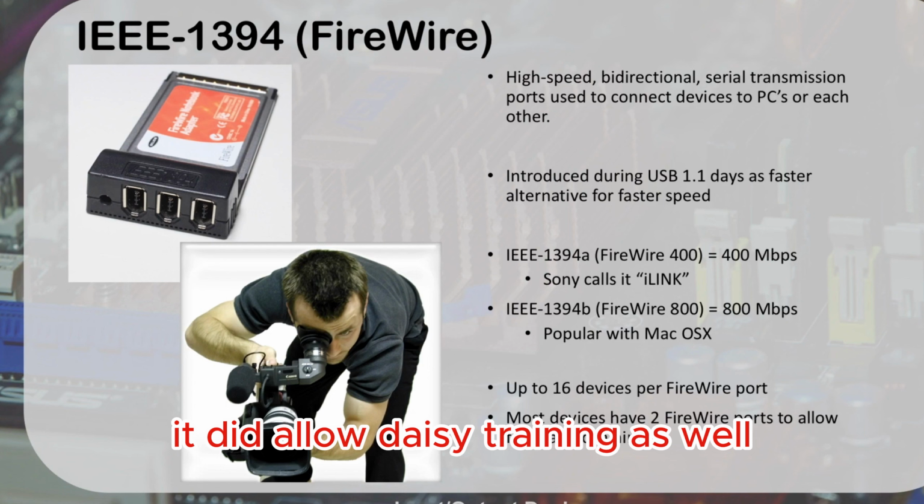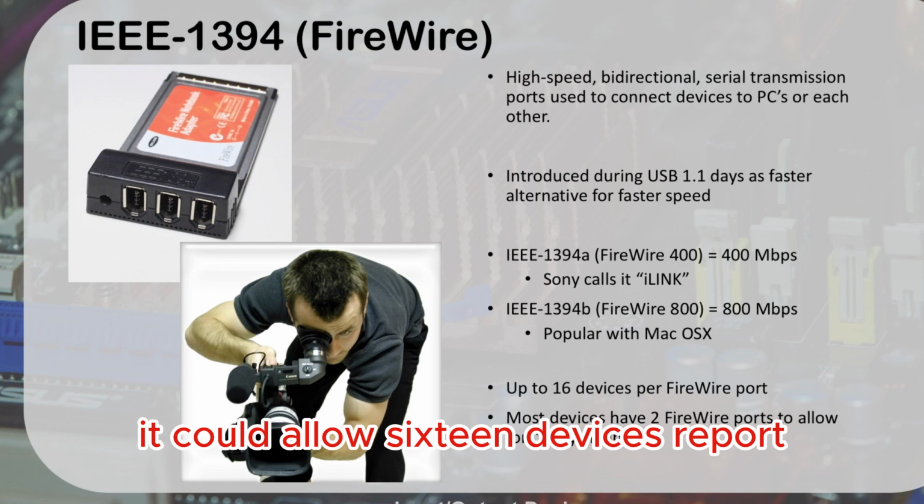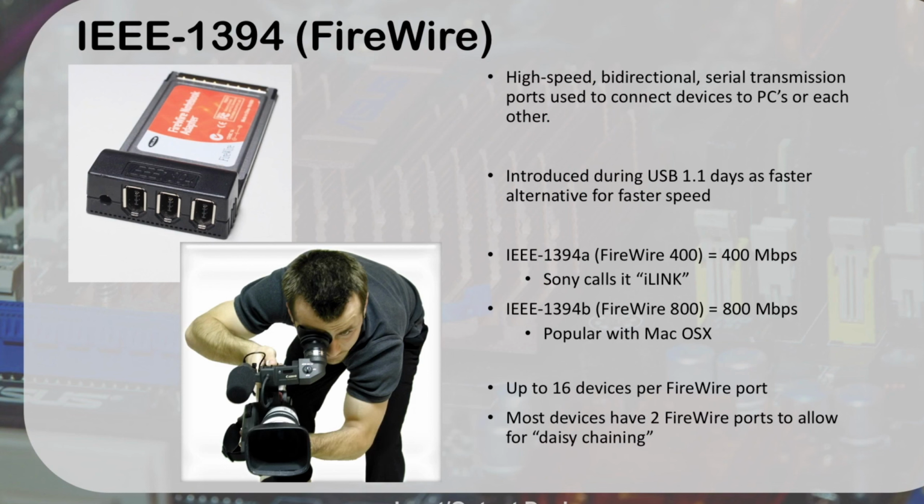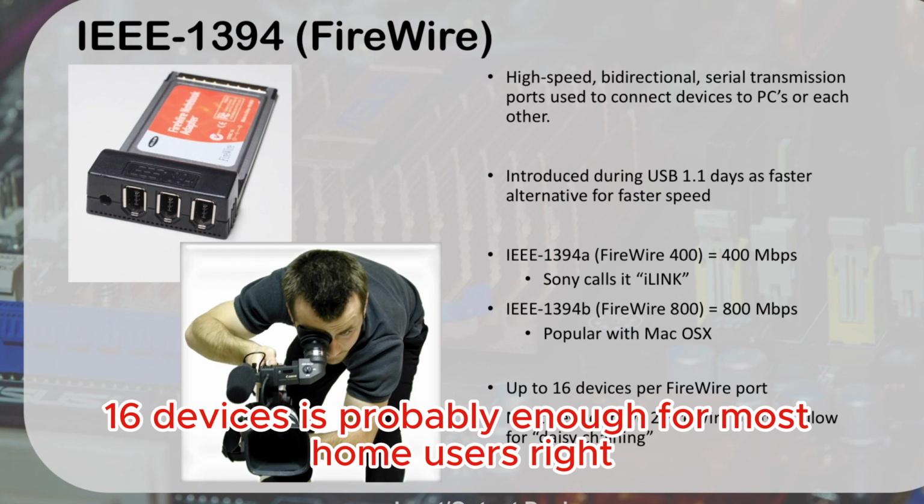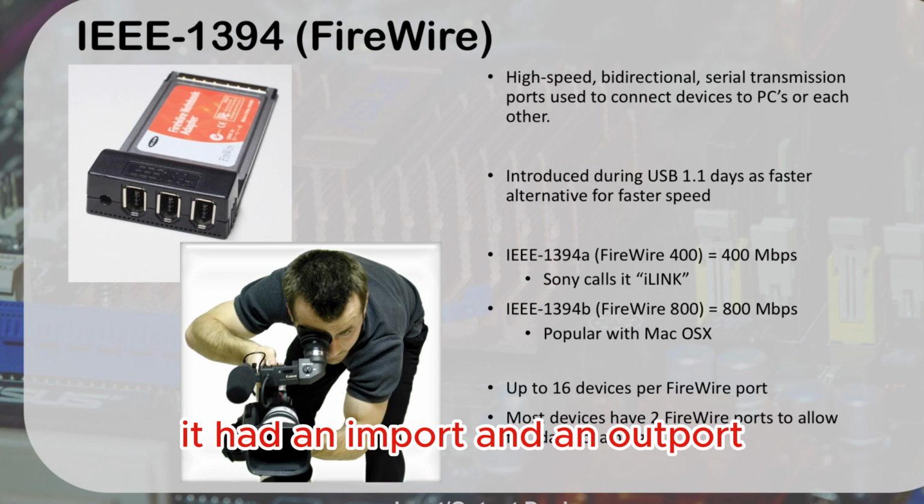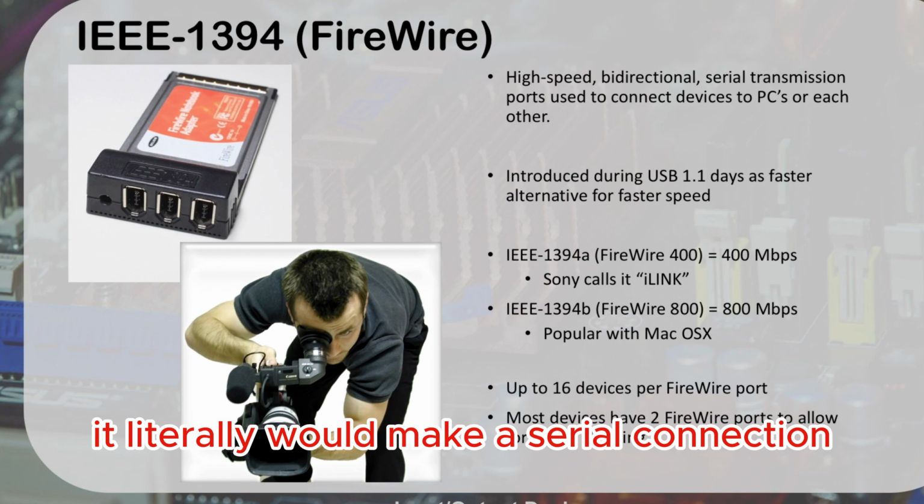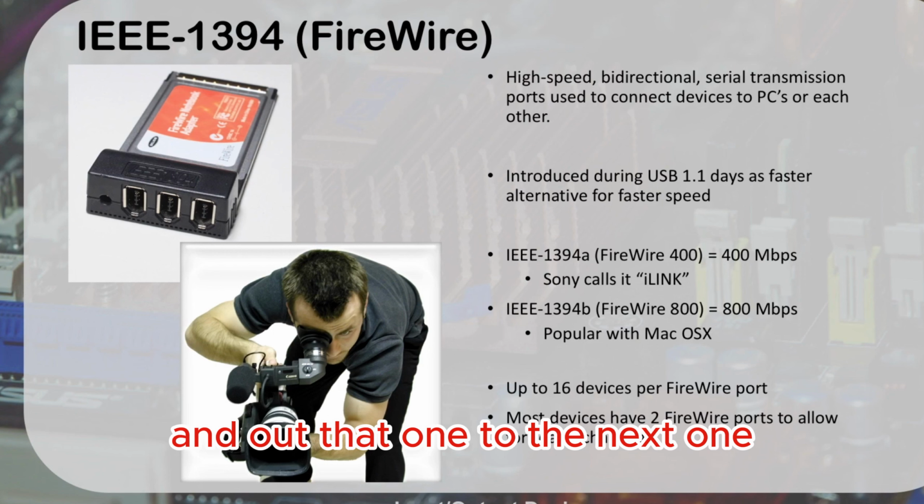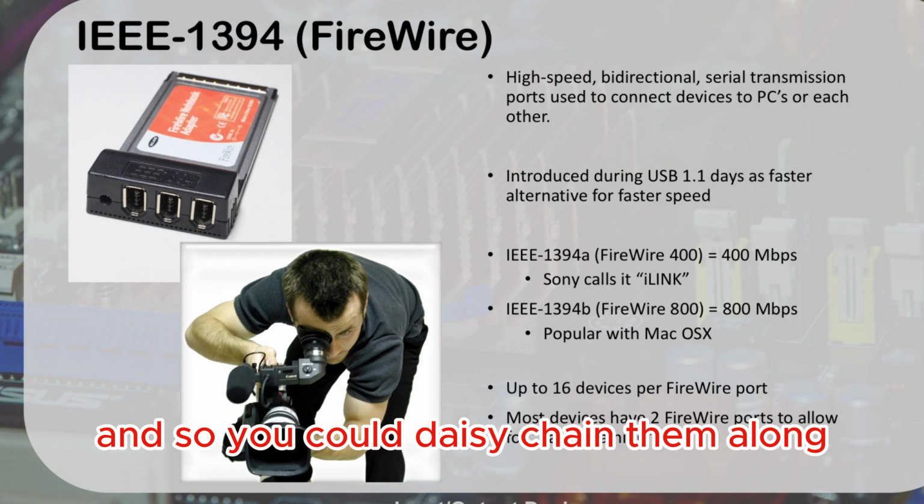It did allow daisy chaining as well. It could allow 16 devices per port, not the 127 like you could with USB. But again, 16 devices is probably enough for most home users, right? Each device generally had 2 ports on it. It had an in port and an out port. So when you wanted to daisy chain it, it literally would make a serial connection. It would go in one, out the next, to the end of the next, and out that one to the next one. And so you could daisy chain them along.